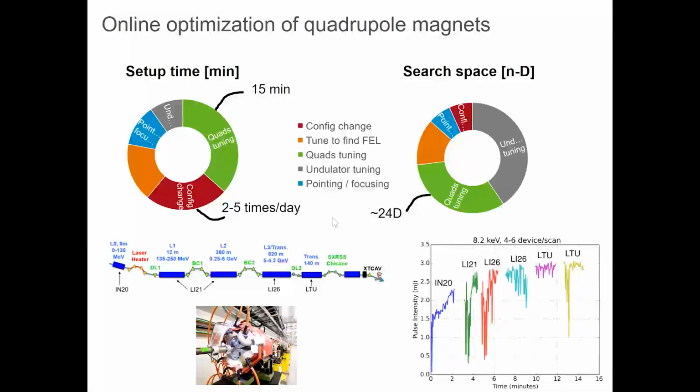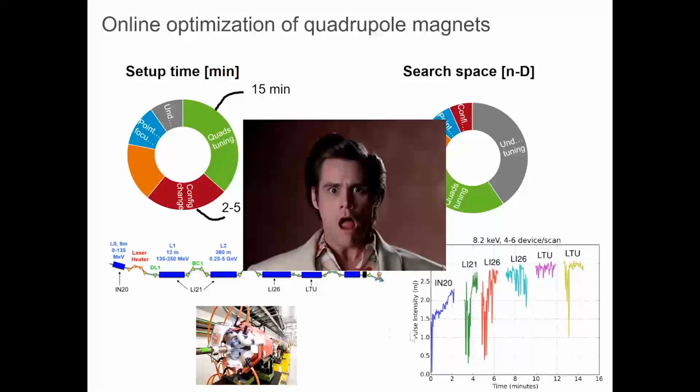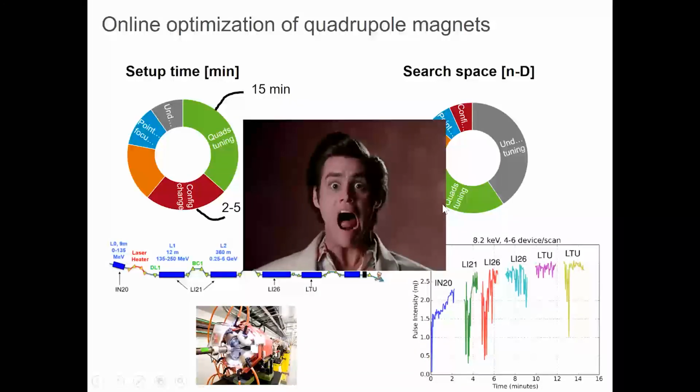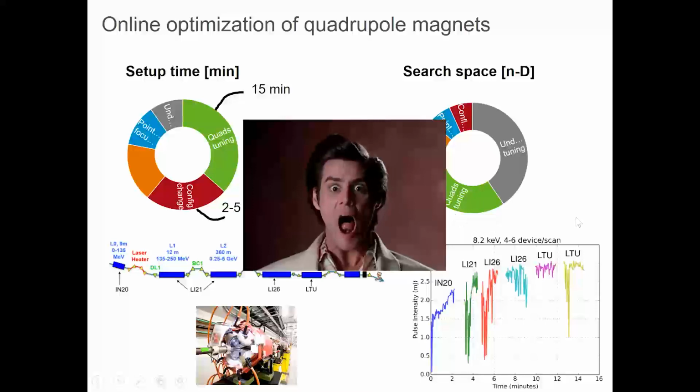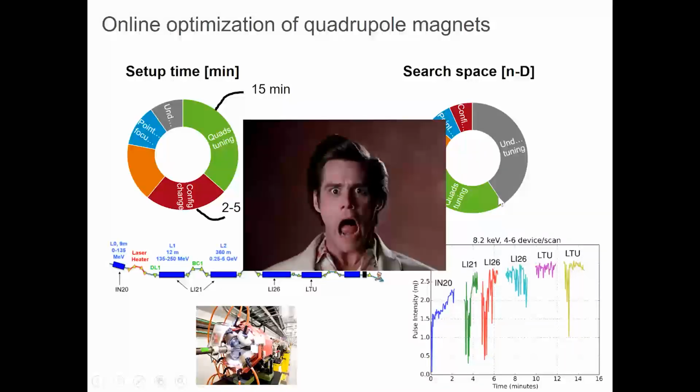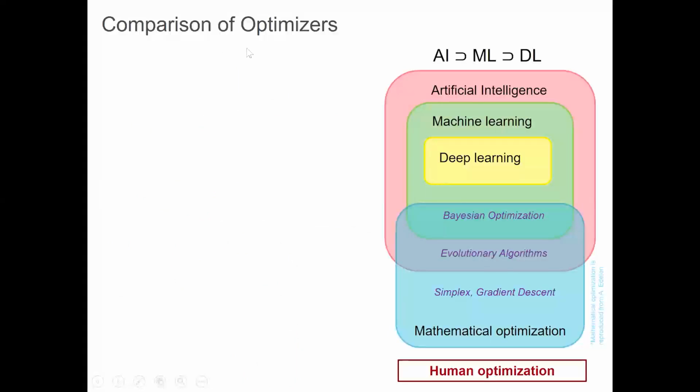With LCLS-II, things are going to be much more frightening because there are going to be many more dimensions, or many more controls to tune. So let's quickly review what optimizers are available to us.